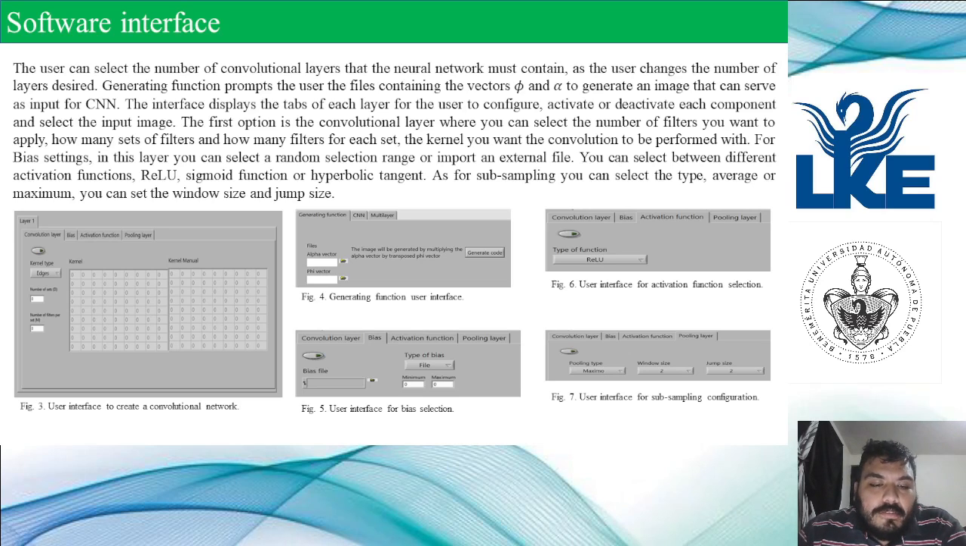For bias settings, in this layer you can also select a random range or input an external file. You can select between different activation functions such as ReLU, sigmoid function, or hyperbolic tangent. As for subsampling, you can select the type, average or maximum, and you can set the window size and jump size.